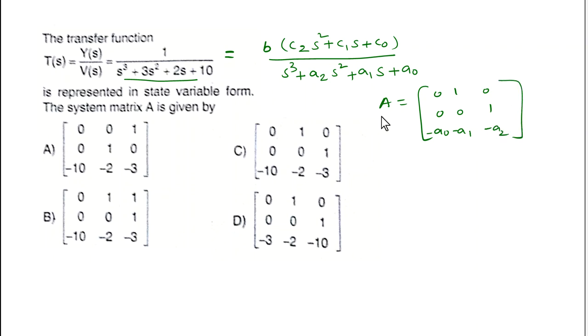So compare all these values here. What is the value of a naught? It is nothing but 10. So the A matrix will be 0, 1, 0, 0, 0, 1, and then minus a naught, which is minus 10, a1 gives minus 2, and minus a2 gives minus 3. So this is the matrix A.